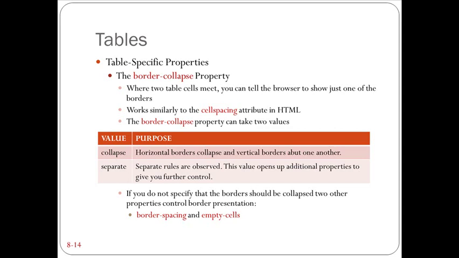The border collapse property has two values. It can be collapse, which means the horizontal borders collapse and the vertical borders abut one another, or you can use separate, where separate rules are observed. The value opens up additional properties that we'll look at as well that give you further control. Those additional properties, when you have it set as separate, are border spacing and empty cells, which we'll talk about in just a few minutes.